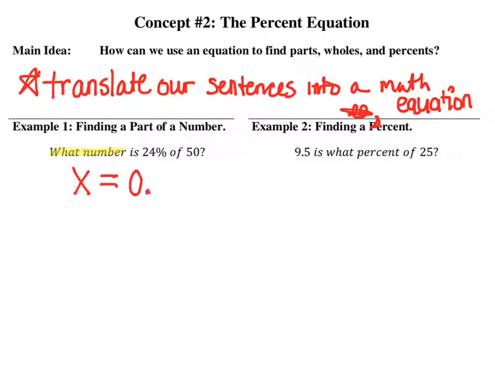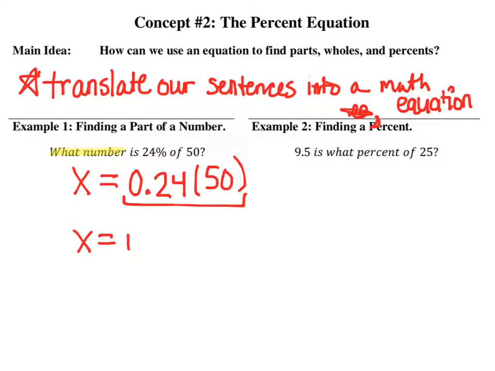24% is written as the decimal 0.24. The word of always means to multiply 50. So if we multiply these two numbers together, we get x equals 12.